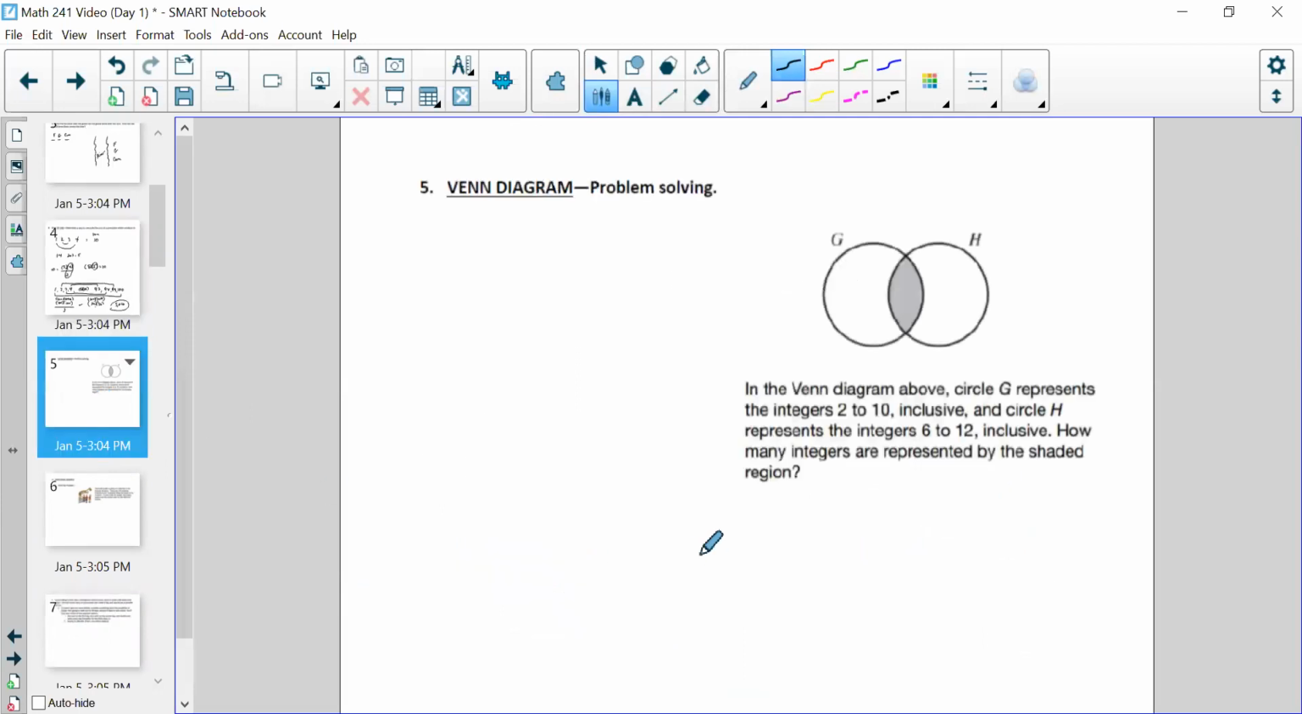With the Venn diagram, we'll look at some other Venn diagram questions later. In the Venn diagram, circle G represents integers 2 through 10. And it says inclusive, just means we're going to include 2 all the way through 10. Circle H represents the integers 6 through 12, including all of them. So how many integers are represented by the shaded region?